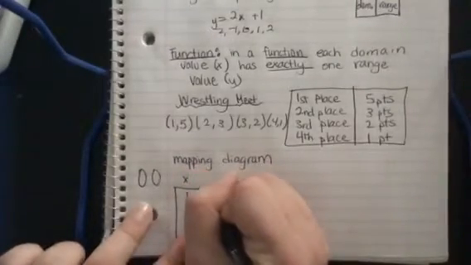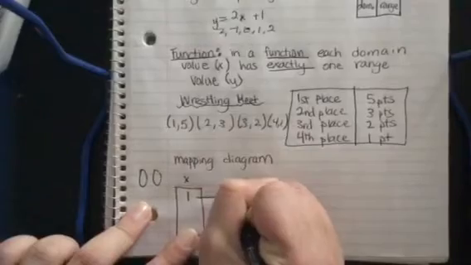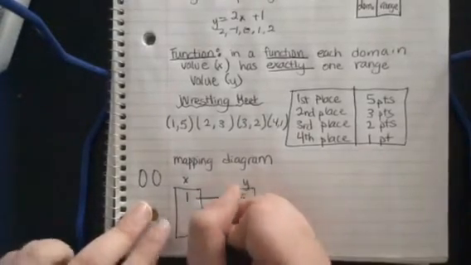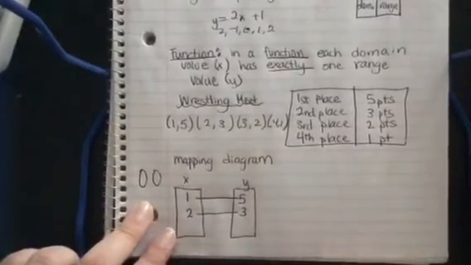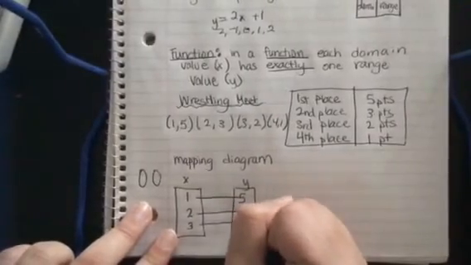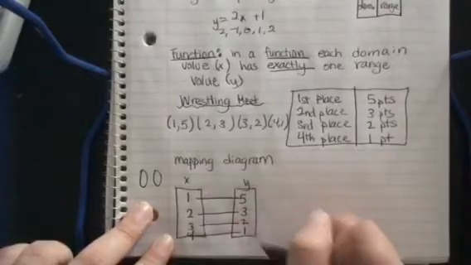So if I get first place, I get 5 points. So my x and y match up. If I get second place, I get 3 points. If I get third place, I get 2 points. If I get fourth place, I get 1 point.